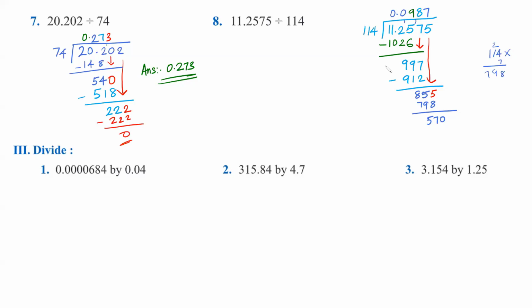Now is 570 divisible by 114? Yes. You can write 5. 114 into 5 is 570. So you'll get 570. Difference 0. So what is the answer? The answer is 0.09875. So that is again a lot of numbers.